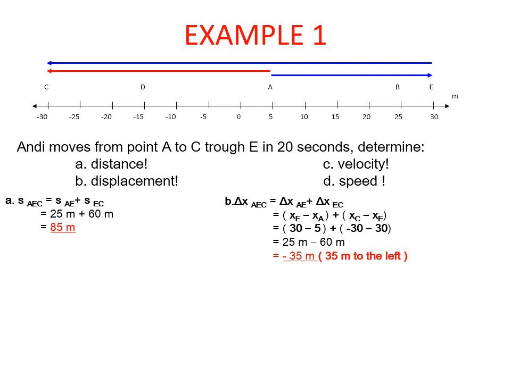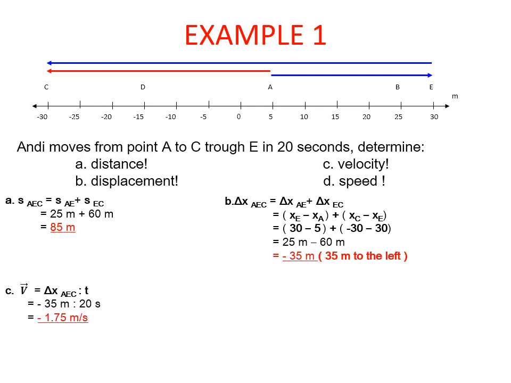The minus sign is the sign for the direction. The direction is to the left. So delta x_AEC is 35 meters to the left.